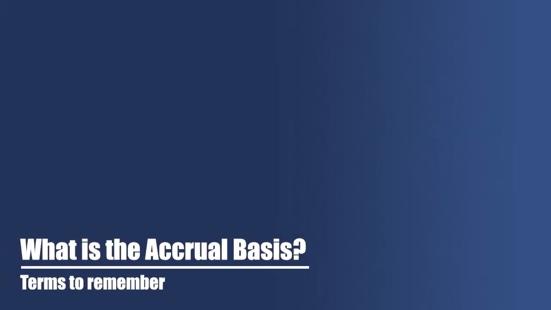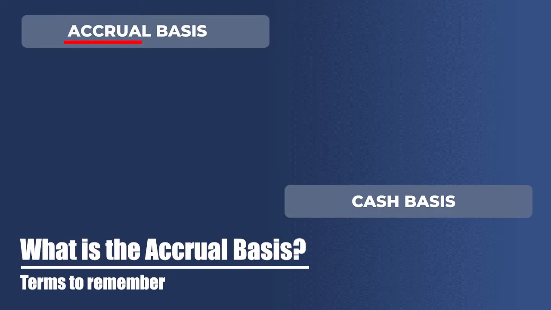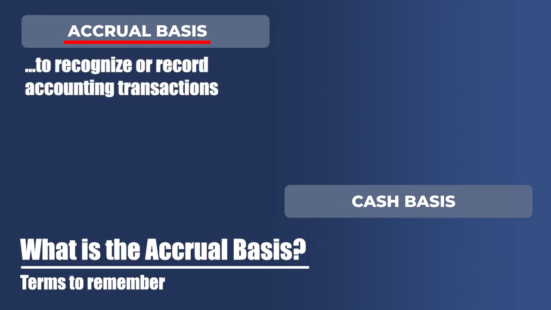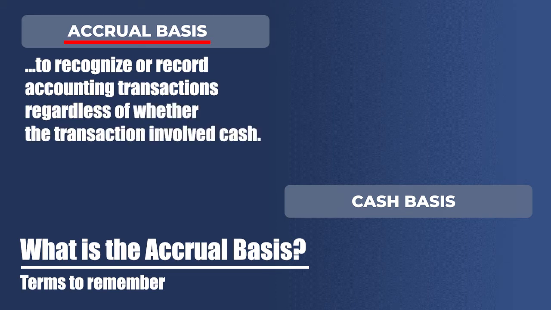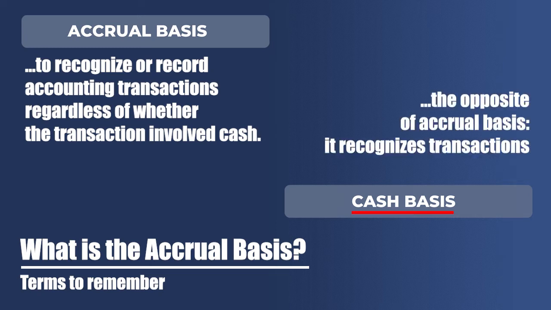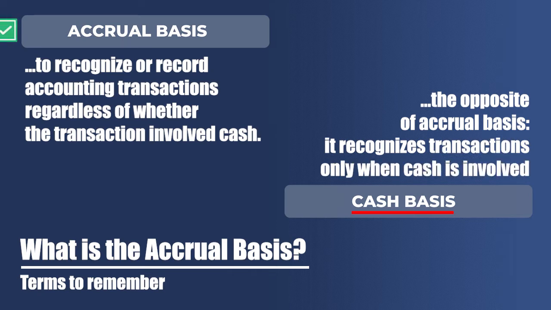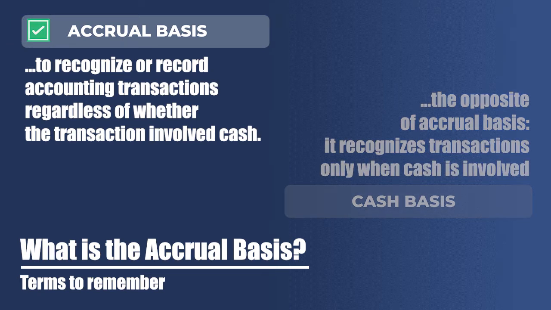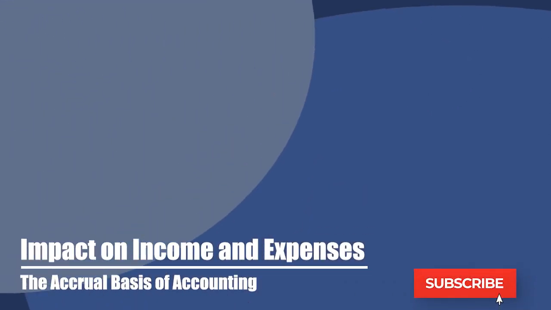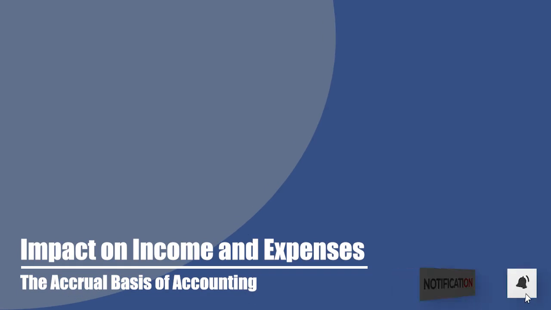The accrual basis is one of the two accounting methods. This particular one requires accountants to recognize or record accounting transactions or economic events regardless of whether the transaction involved cash. The other one is the cash basis of accounting, which does exactly the opposite of the accrual basis. It recognizes transactions only when cash is involved. This video will primarily focus on the accrual basis, but we will refer to the cash basis as a reference from time to time.